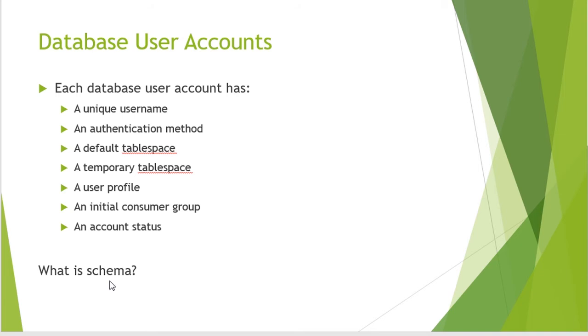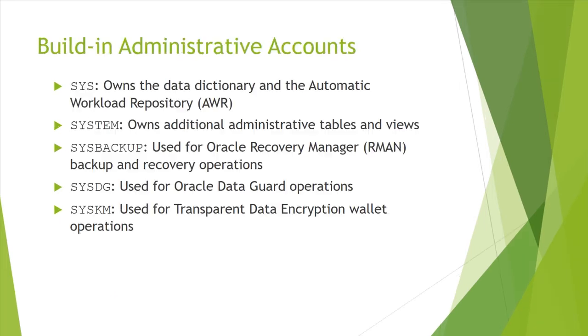For example, let's assume that there is a user account called HR user. The HR user database account has tables, indexes, functions, procedures. This group of objects owned by the HR user is called the HR schema. Again, the database objects owned by HR user are called the HR schema.